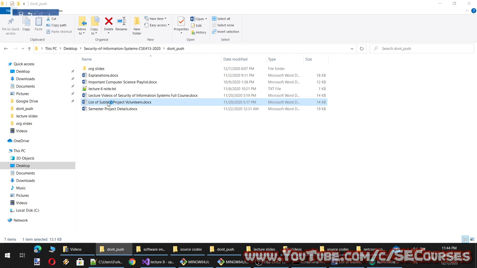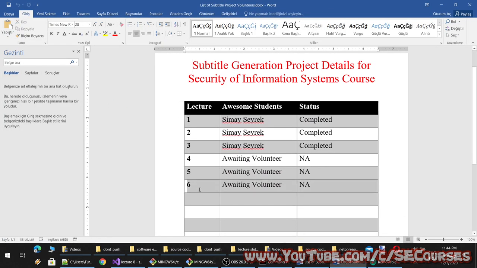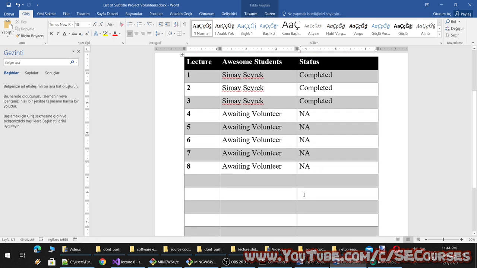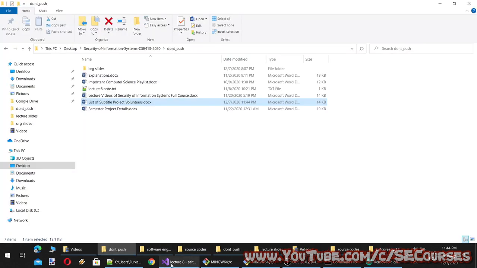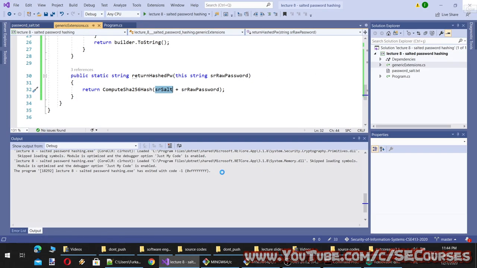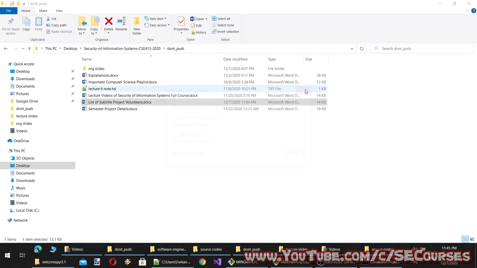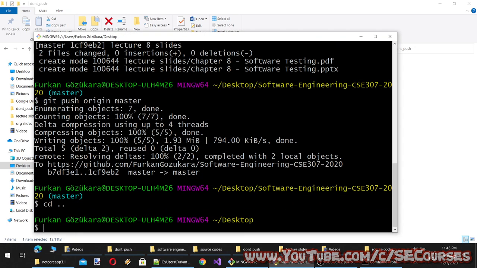And let's see what is the status. Okay, so you see we are awaiting more people for volunteering. Okay, we are really behind. Okay, hopefully see you next week. Please stay away from coronavirus. My grandfather has passed away from coronavirus recently. So it is a really serious disease. I think you already know it.